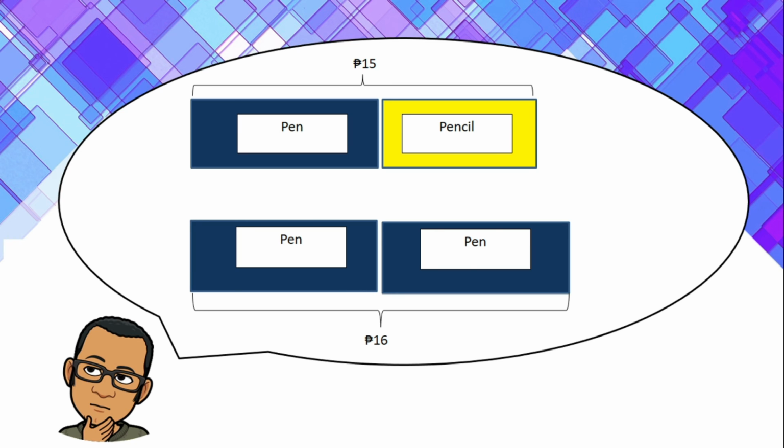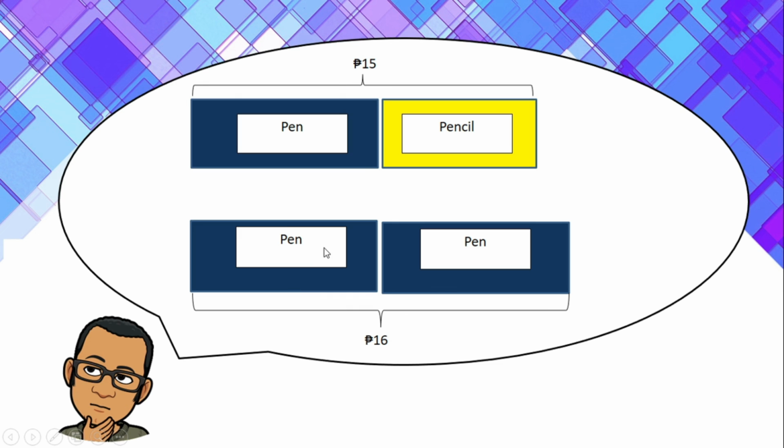Tama? Then, 2 pens cost 16 pesos. Now, by merely looking at this, you will notice that when you combine 2 pens, it is greater, or mapansin nyo, mas mahaba o longer than the combination of pen and pencil. Mas mahaba siya, obviously. Kasi nga, mas mahal ang 2 pens kaysa sa pen and a pencil. Now, by eliminating this, tanggalin natin kasi this is equivalent to 8 pesos. Tama? 16 divided by 2 is 8. So, bawat isang pen ay 8 pesos pala.